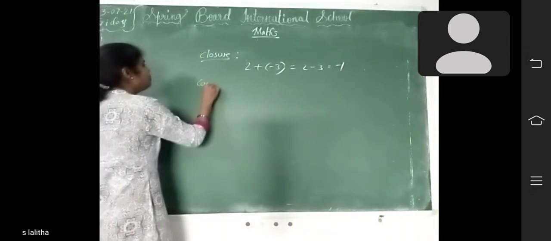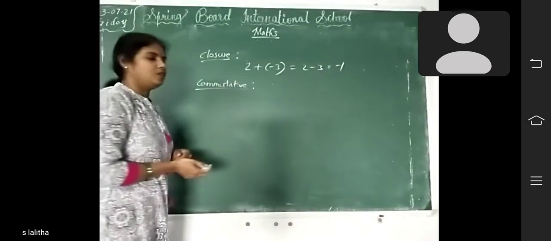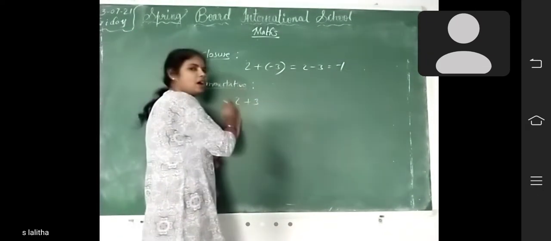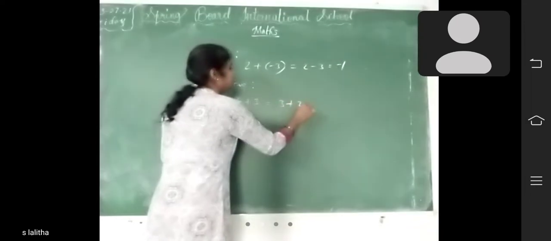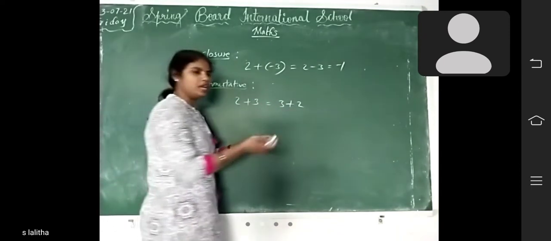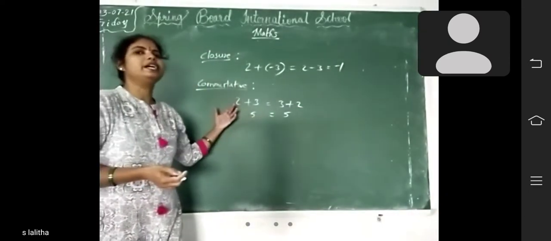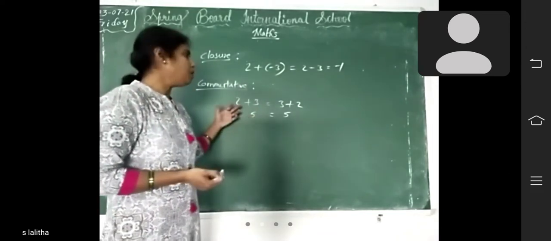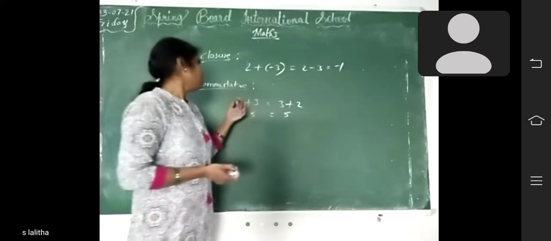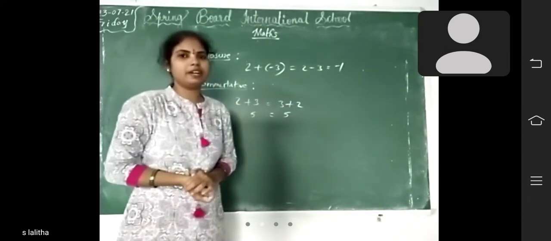Next, commutative property. What is called the commutative property? If you take 2 plus 3, any two integers, now you should reverse the order: 3 plus 2. Here 2 plus 3 is there, and I reverse the order, 3 plus 2. Are both the same or not? 2 plus 3 is 5, 3 plus 2 is 5. Yes. So that is the commutative property. The commutative property is satisfied under addition and multiplication only. It is not satisfied under subtraction and division.